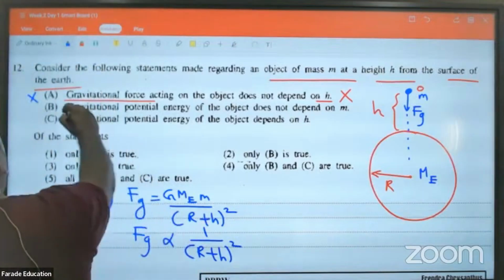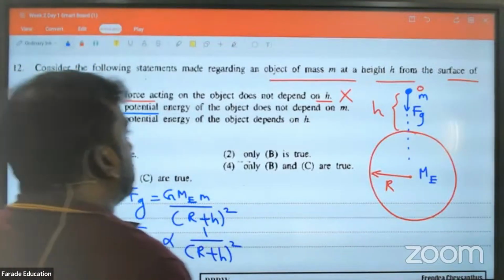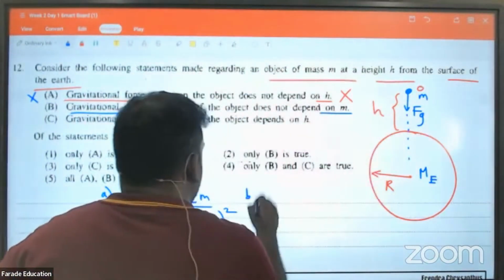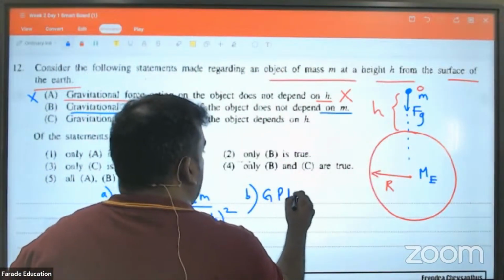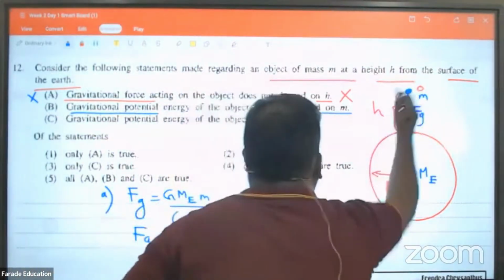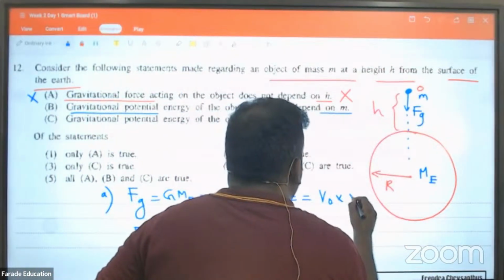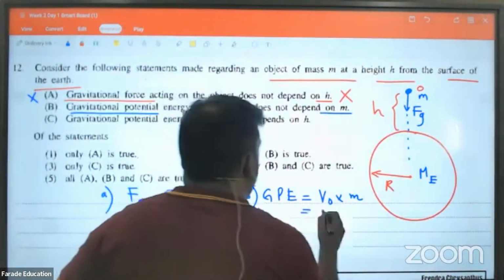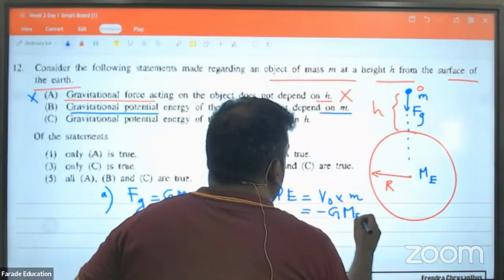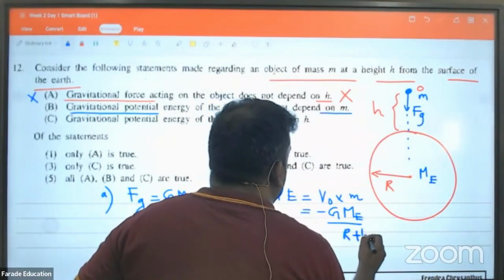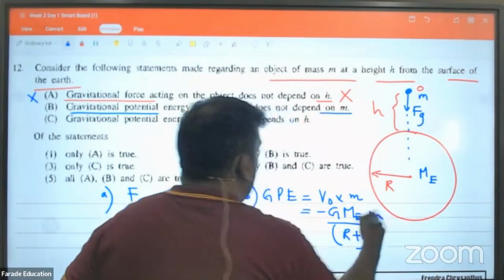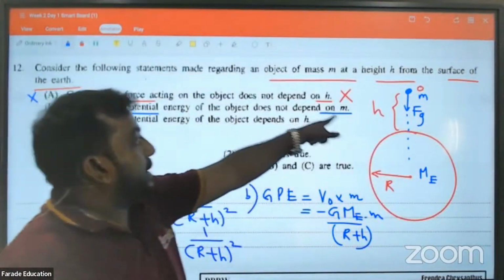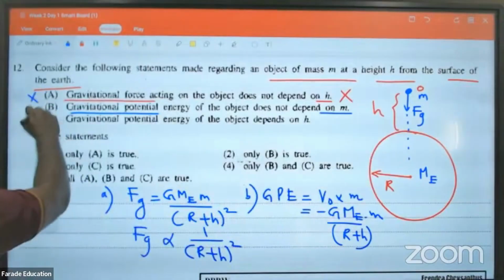Statement B: gravitational potential energy does not depend on mass m. Gravitational potential energy is the gravitational potential there multiplied by the mass kept there. What is the gravitational potential? You all know by now: capital G, Me, divided by R plus h, into small m. Look at the board. Statement B is wrong.